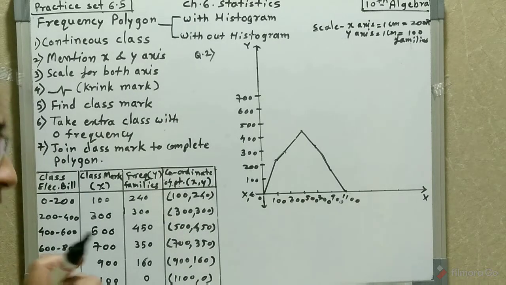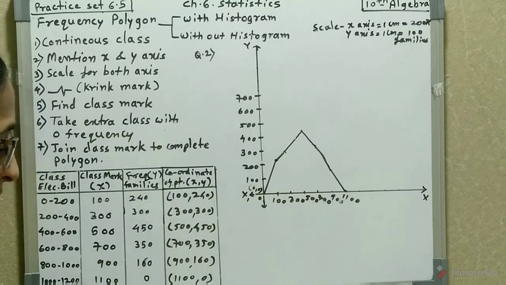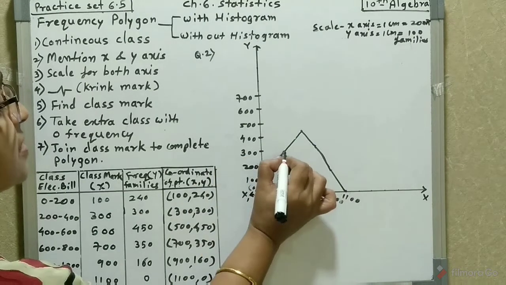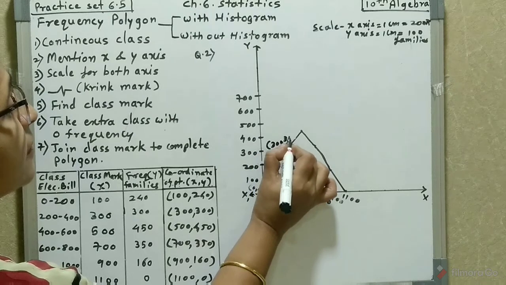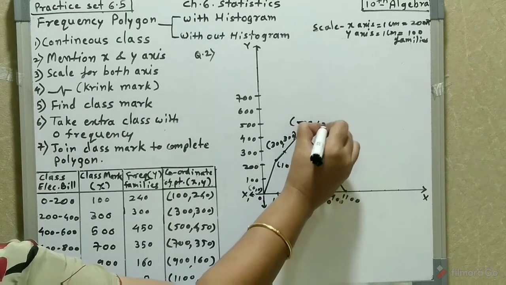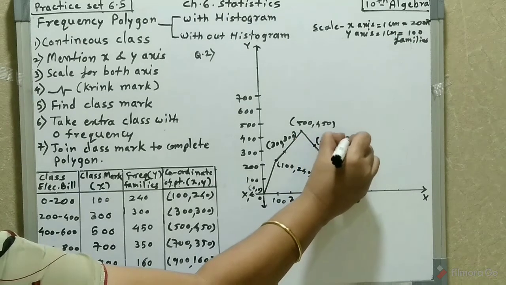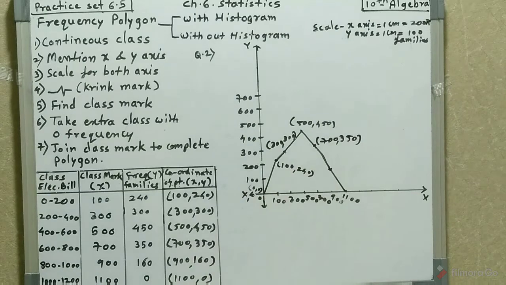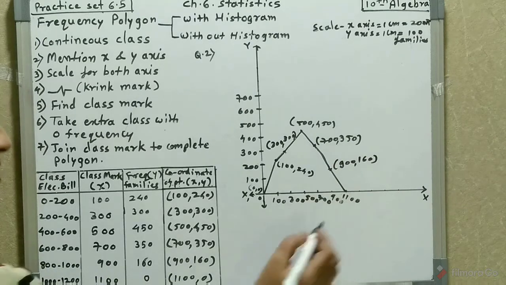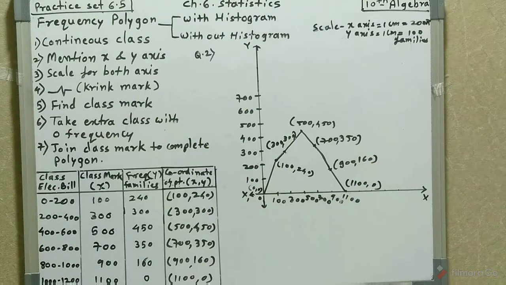Now we write the coordinates of the points. This coordinate is 0, 0. The first point's coordinate is 100, 240. Next coordinate is 300, 300. Now this coordinate is 500, 450. Coordinate of this point is 700, 350. Coordinate of this point is 900, 160. And the last coordinate is 1100 and 0. So this is our frequency polygon.